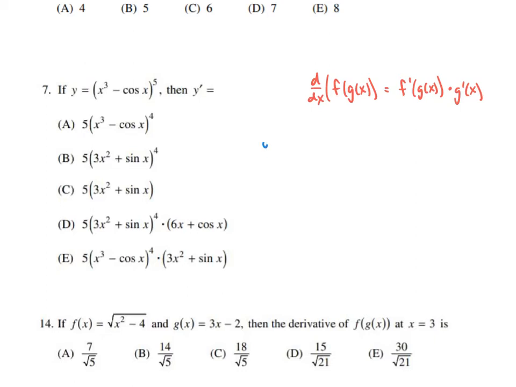But in this problem, we have the derivative of y equal to, and our outer function is the fifth power, and so we have the power rule where we bring the 5 down, we leave the inside, and we decrease that power by 1. And then we have to multiply by the derivative of the inside, which is, again, the power rule, 3x squared. And then we have minus, and the derivative of cosine is negative sine, so that turns into a plus sine of x like that. And that is option E.